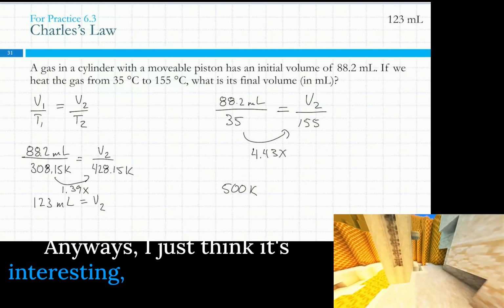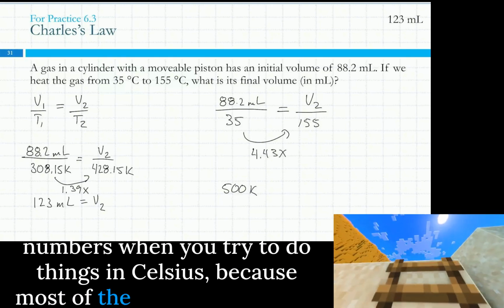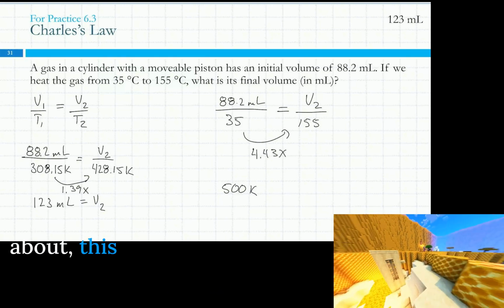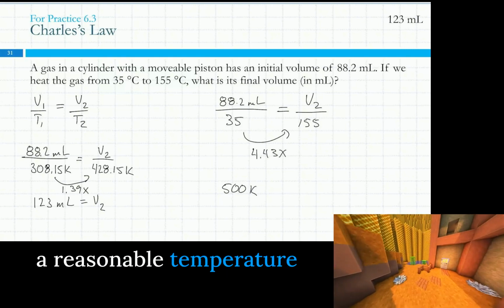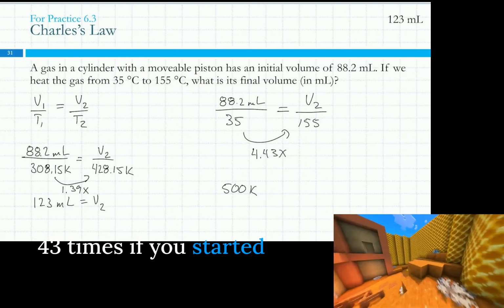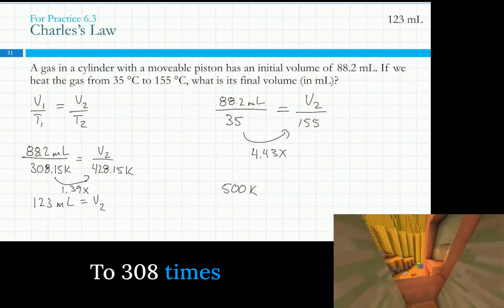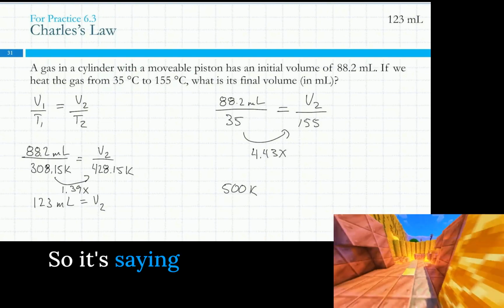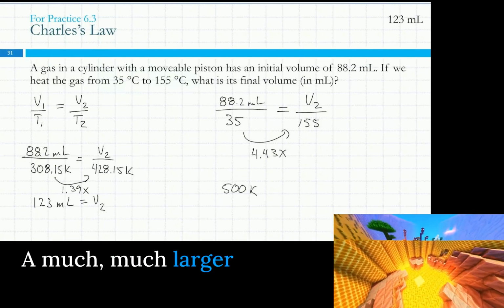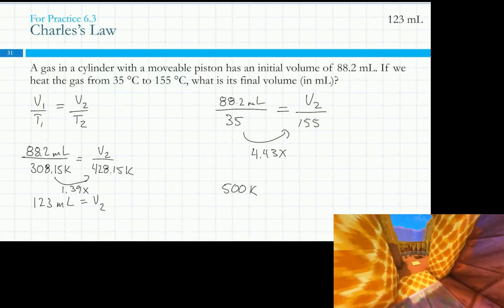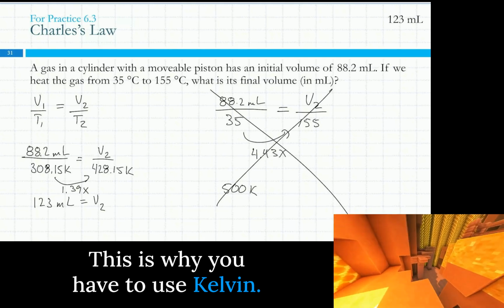Anyways, I just think it's interesting. And this is why you get ridiculous numbers when you try to do things in Celsius, because this is a very reasonable change in temperature, 35 to 155. It's pretty hot, but it's a reasonable temperature change. But to increase by 4.43 times, if I went from 308 Kelvin to 308 times 4.43, that's saying an ending temperature of 1,364 Kelvin. A much, much larger change would have to take place. So all of that is wrong. This is why you have to use Kelvin.